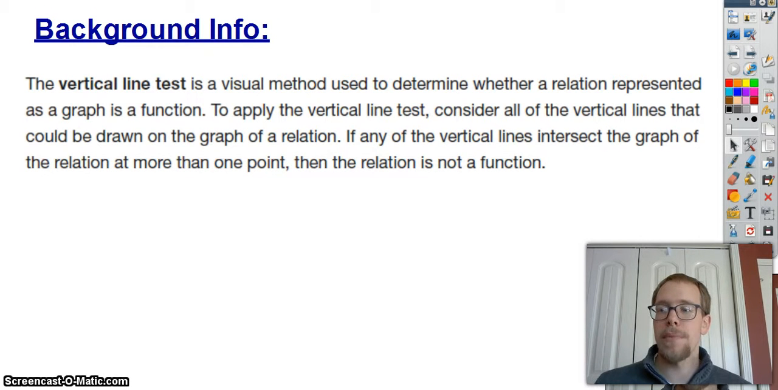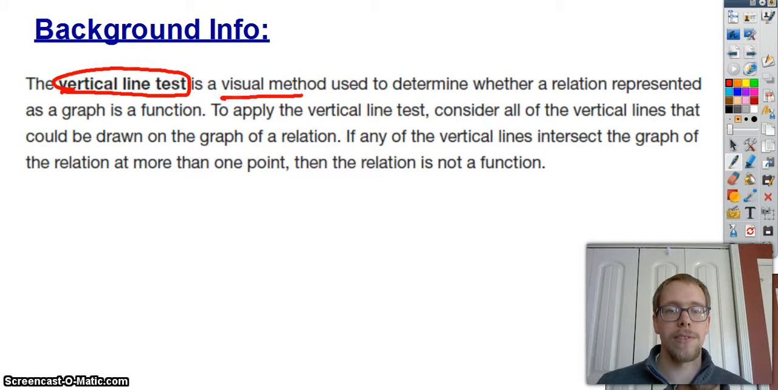Just a little background information. This actually comes from your book, and you may want to underline and circle this definition. I'm going to circle it here. The vertical line test is a visual method, okay? So it's a visual method. We've looked at some algebraic methods, listing the input-output values, but the vertical line test is a visual method used to determine whether a relation represented as a graph is a function.